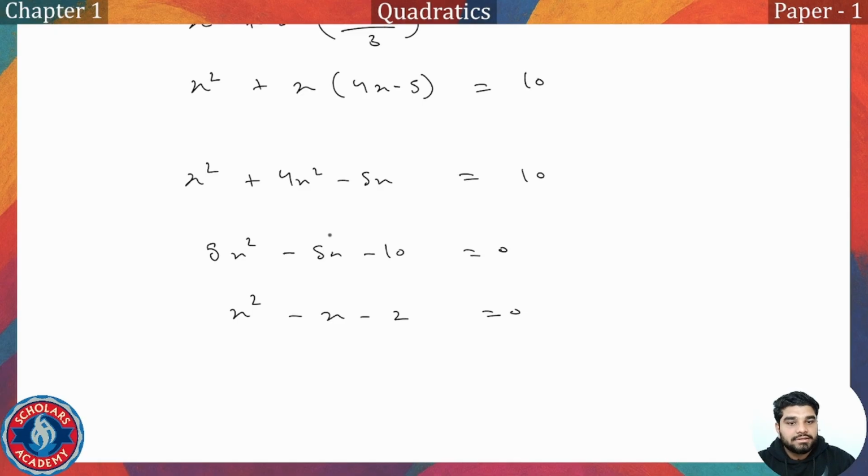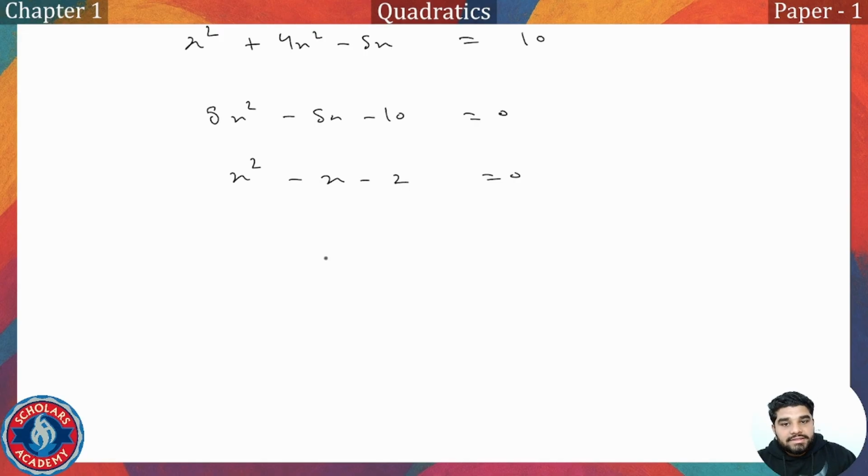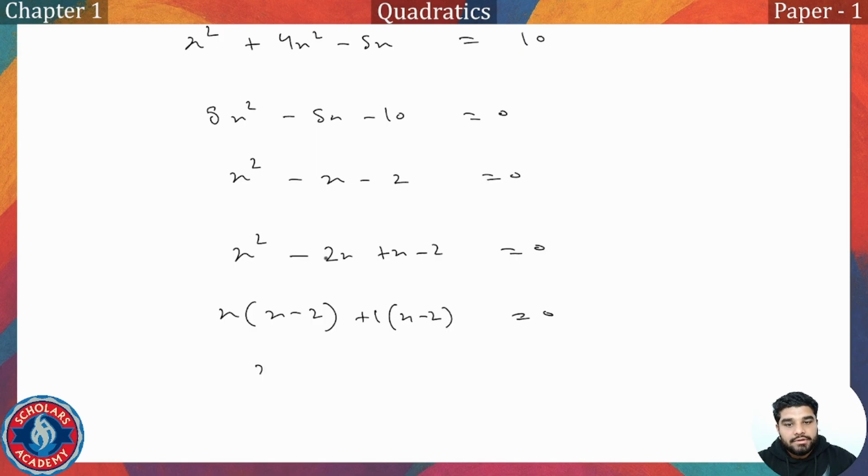Taking 5 common and taking it to the right hand side will just cancel this 5. This is what we are getting. We can write it as x square minus 2x plus x minus 2 is equal to 0. Taking x common, x minus 2, and taking 1 common, x minus 2 is equal to 0. X minus 2 and x plus 1 is equal to 0.